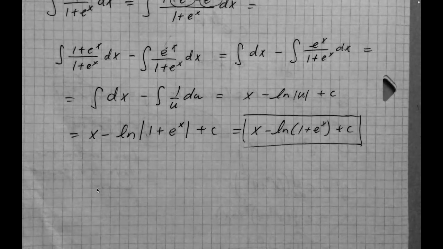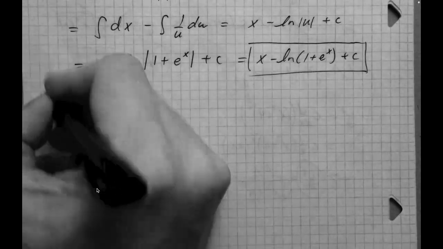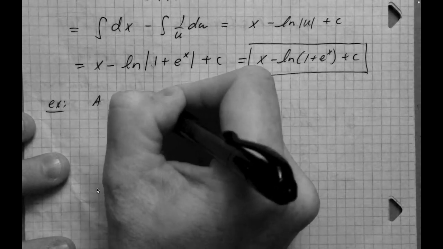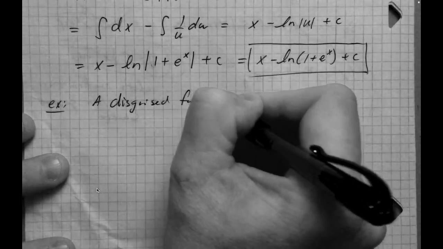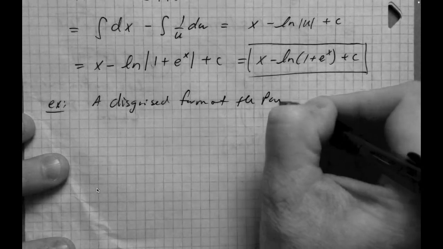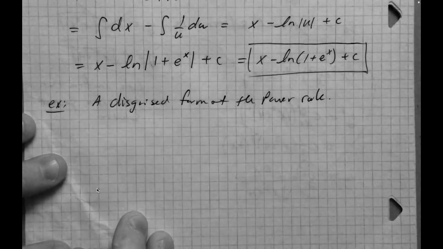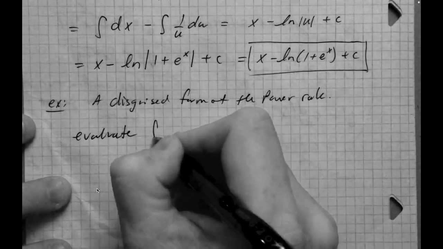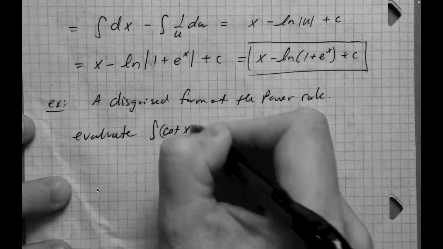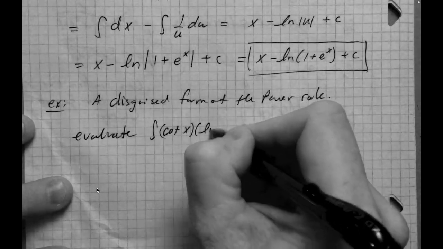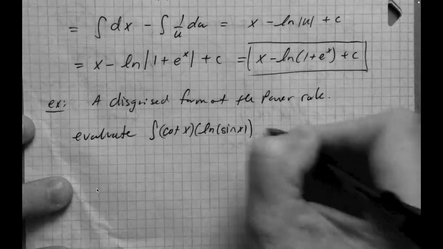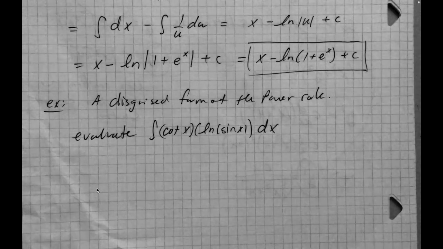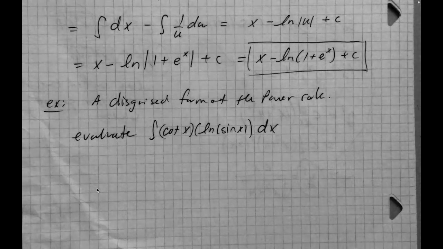Great. So here's a similar example. This is a disguised form of the power rule. Let's look at this one. We want to evaluate the integral of cotangent of x times the natural log of sine of x. So it's kind of a beast to look at, kind of a tough one to think about. But let's see here.